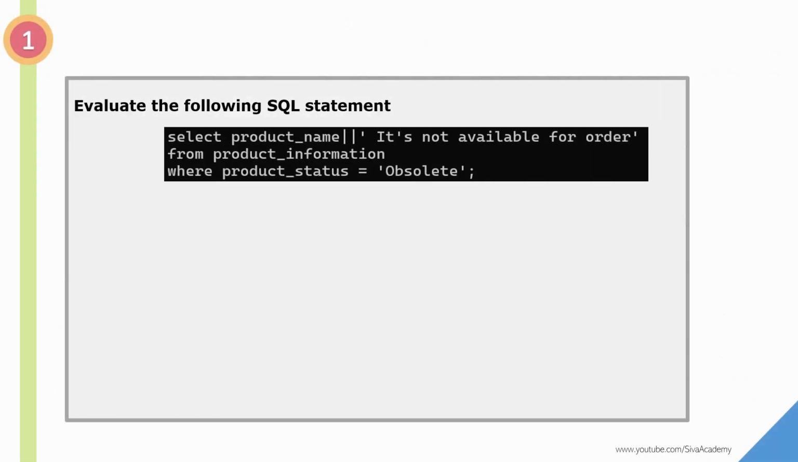So here is another question. The question is based on a product information table which contains two columns, a product name and a product status. This table contains a list of products and the status of the product. Let me show you the query.